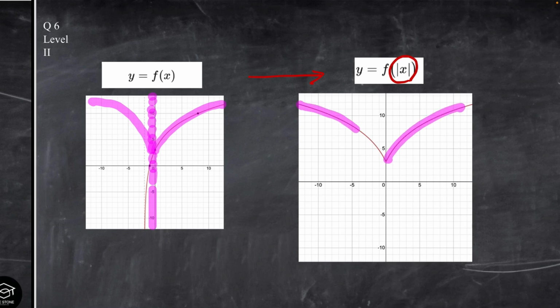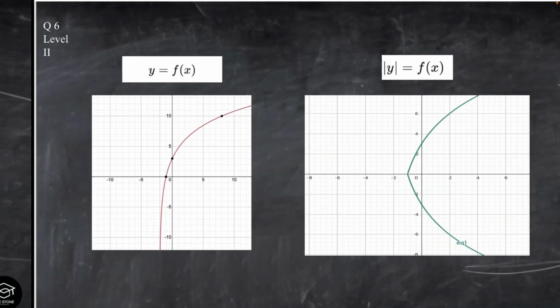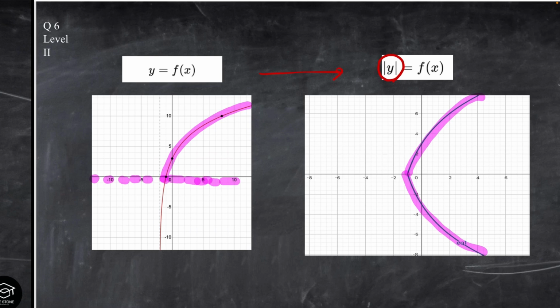Second transformation. The absolute value of y equals f of x. Now we apply the absolute value to y. First, keep only the portion of the graph that lies on or above the x-axis. Then reflect that part across the x-axis. To say that another way, wherever f of x is greater than or equal to 0, y equals plus or minus f of x. Wherever f of x is negative, there is no real y value.